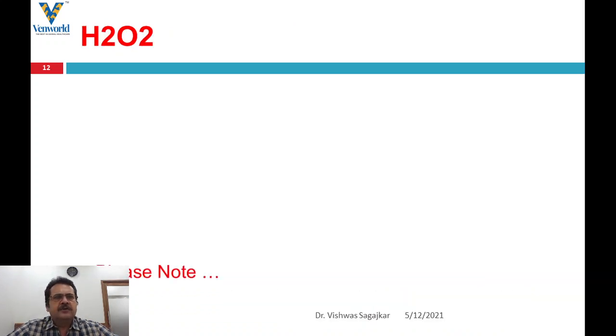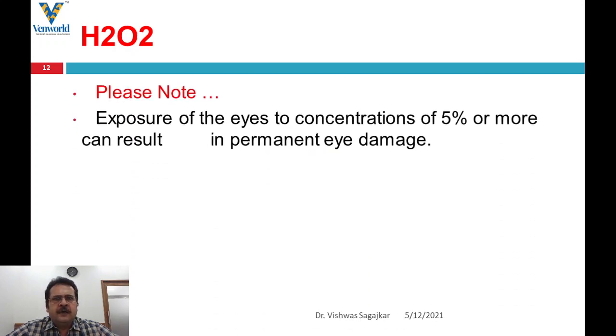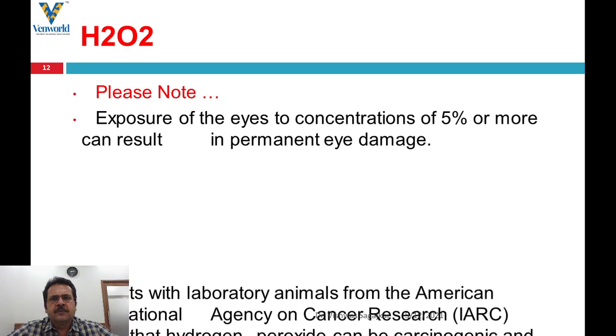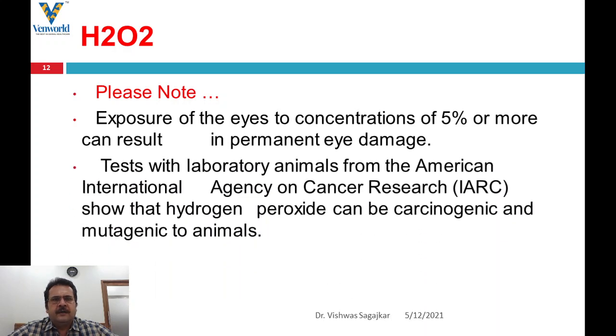Then we'll come to hydrogen peroxide. About hydrogen peroxide, we must note that if eyes come in contact with 5% or more concentration of hydrogen peroxide, it can permanently damage the eye. And the International Agency for Research on Cancer showed that hydrogen peroxide can be carcinogenic and mutagenic to animals.